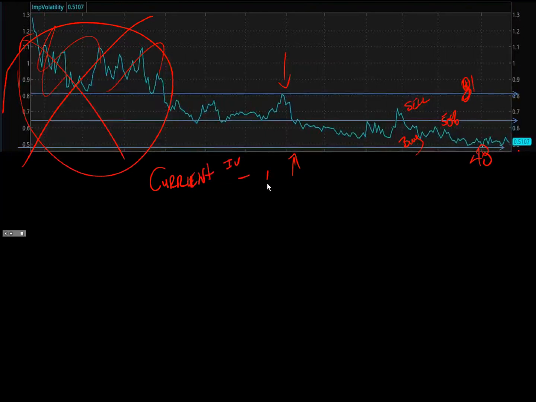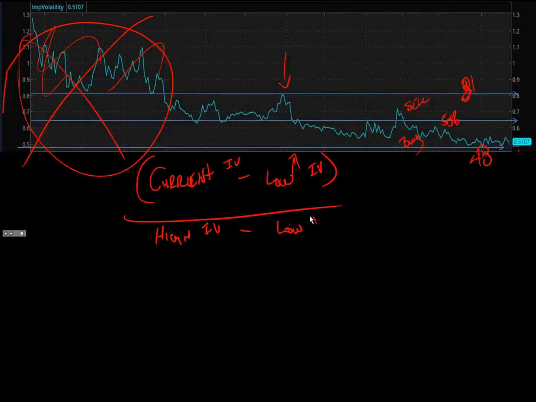We take the current implied volatility minus the low implied volatility. You take that sum divided by the high IV, implied volatility again, of this particular underlying minus the low IV. All right. That's going to give us a little bit more finite detail here.